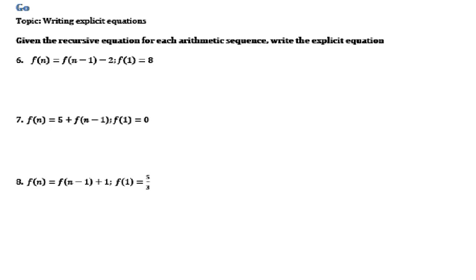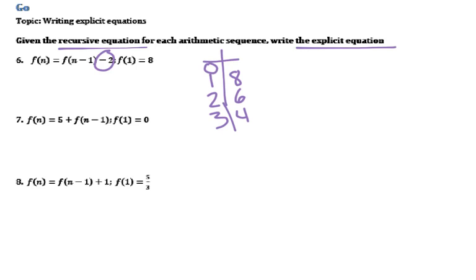Okay, now this last one is going from recursive equations to explicit equations. Now, the information is pretty easy to help you out with it. Okay? So, it can be helpful to draw a table too. So I'm told f of n equals f of n minus 1 minus 2. So we're subtracting 2 each time. And 1 is 8. So if I subtract 2, 2 would be 6. 3 would be 4. So if I go back to 0, it'd be 10, because 10 minus 2 is 8.